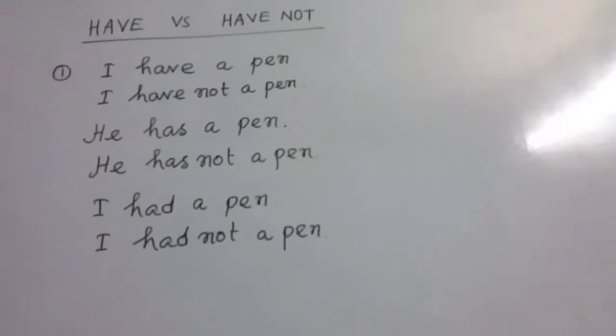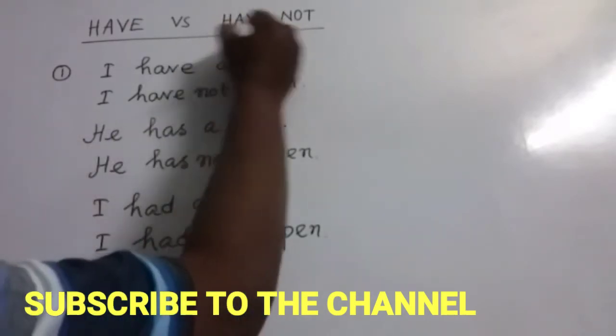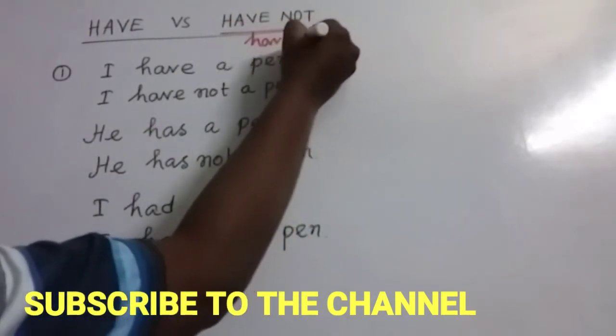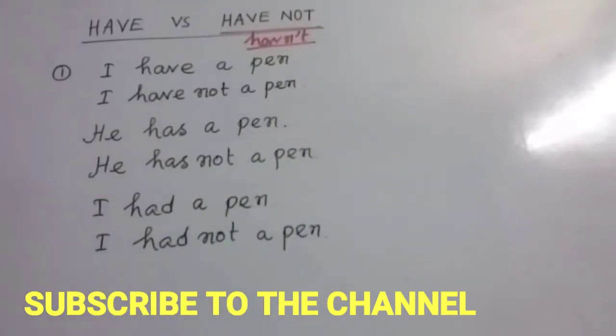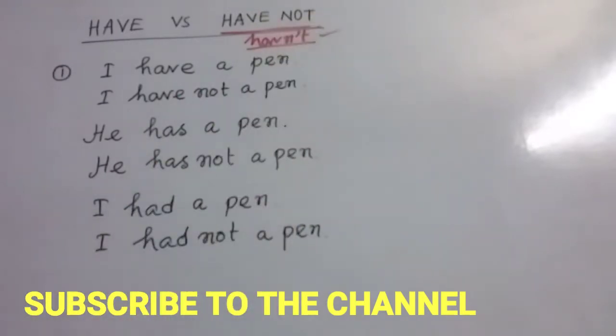Friends, today on this podcast, we are going to discuss a very simple thing and it is very important for us. Here I have written have versus have not. Here you can say haven't. This is the contracted form. You can use it everywhere where there is have not. There is no such problem.